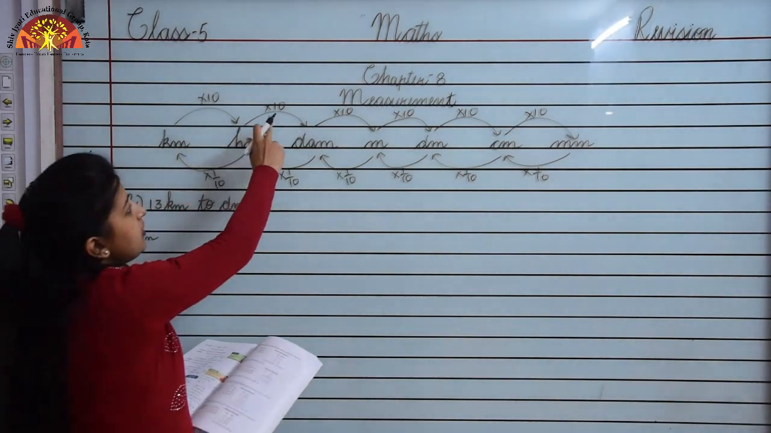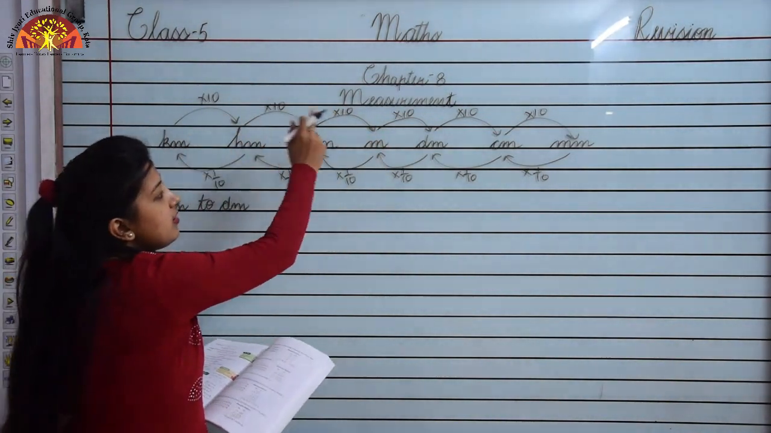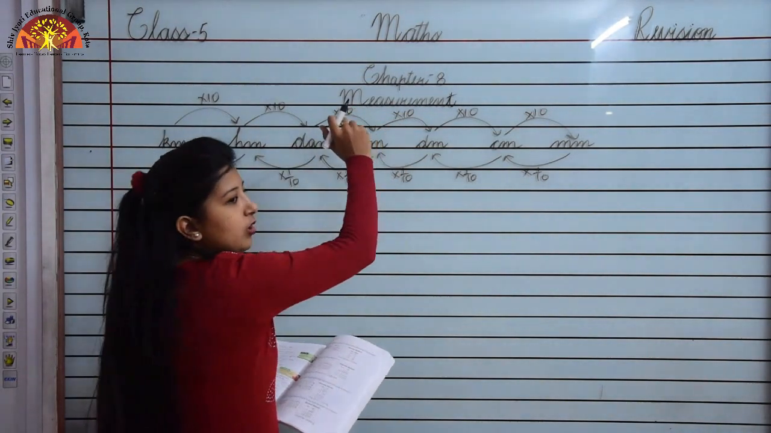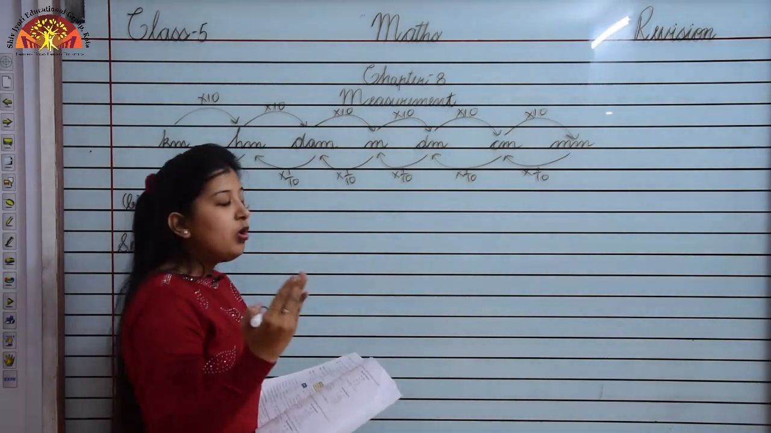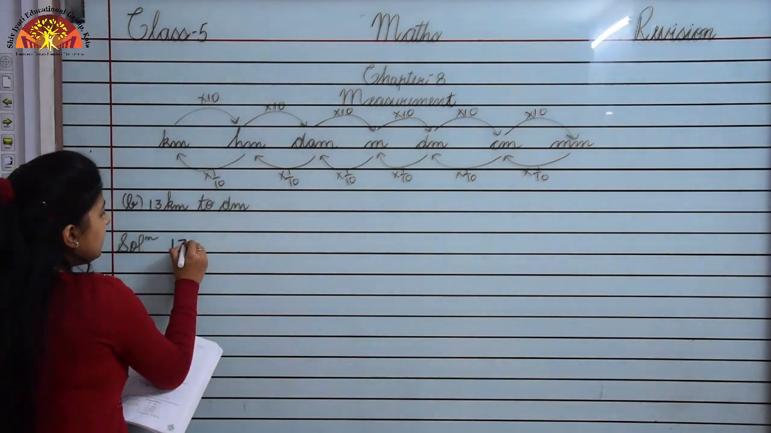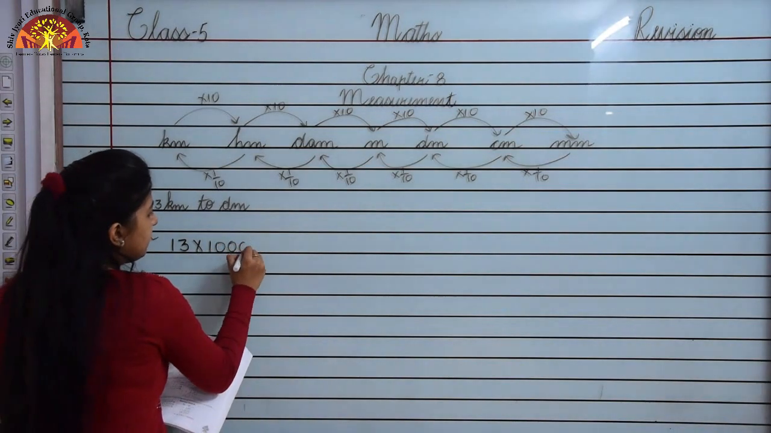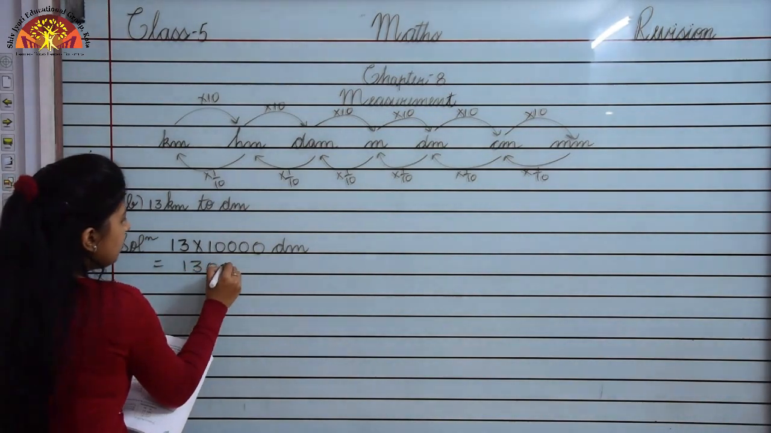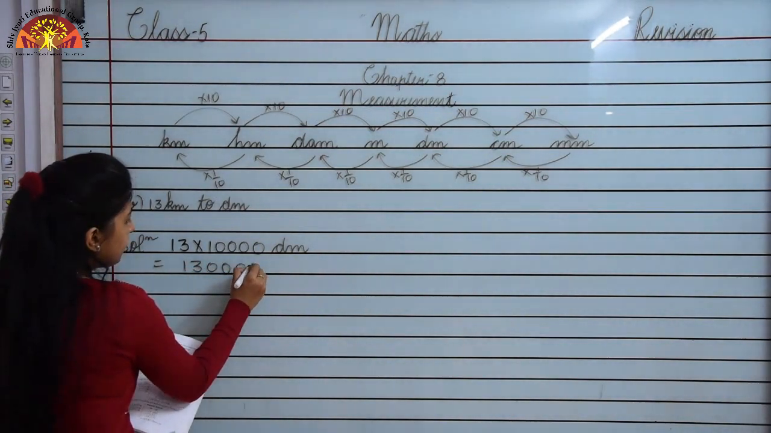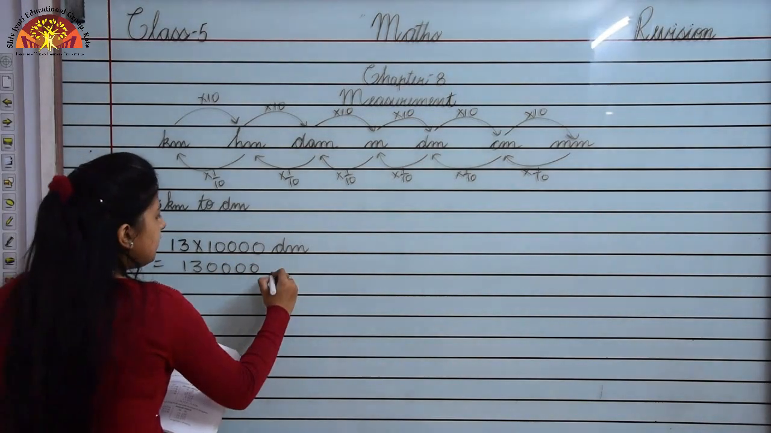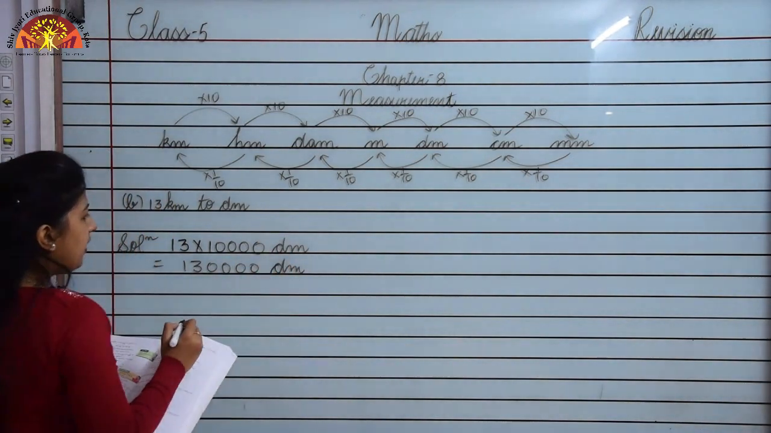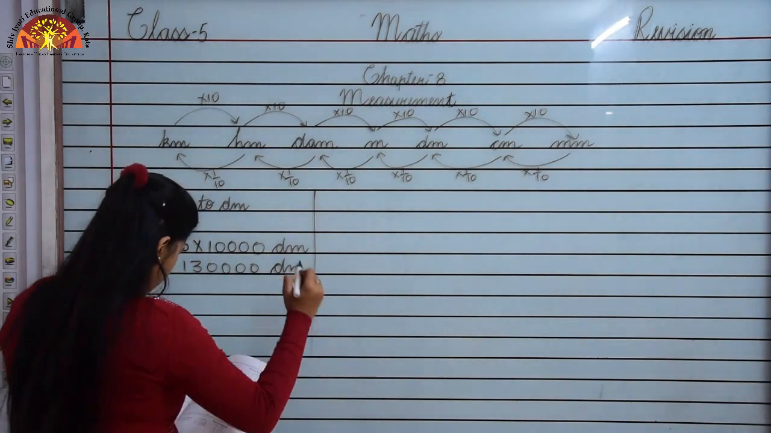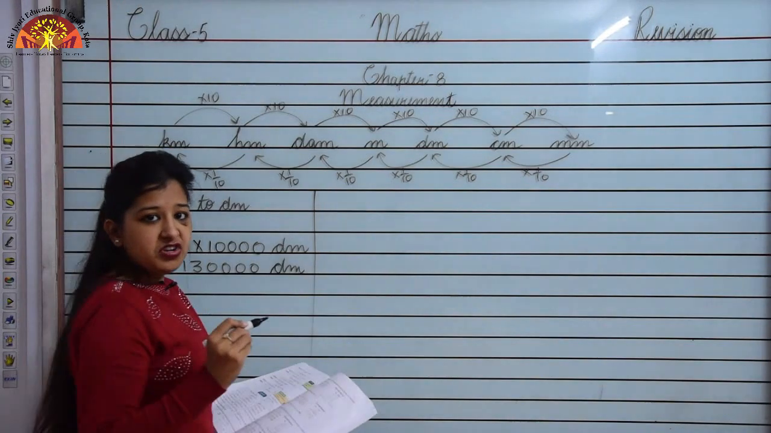We have to count the tens which are coming in between kilometer and decimeter. So how many tens are coming here? 1, 2, 3, 4. So 4 tens are coming here. So we will multiply the given value by 10,000. Fine. So 13 multiplied by 10,000 equals to 1,30,000 decimeter. Fine. Now we are going to do C part of question number 1.